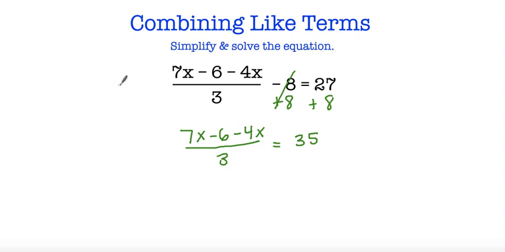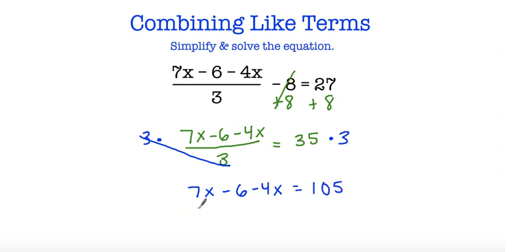And so now, on the left side, what I could do to make it easier is I could combine my like terms, or I can multiply both sides by 3. So if we just want to get rid of this denominator, we could multiply both sides by 3 first, and that would cancel out, and so we'd have to multiply this side by 3. So 35 times 3 is 105. So now we're left with 7x minus 6 minus 4x is equal to 105.